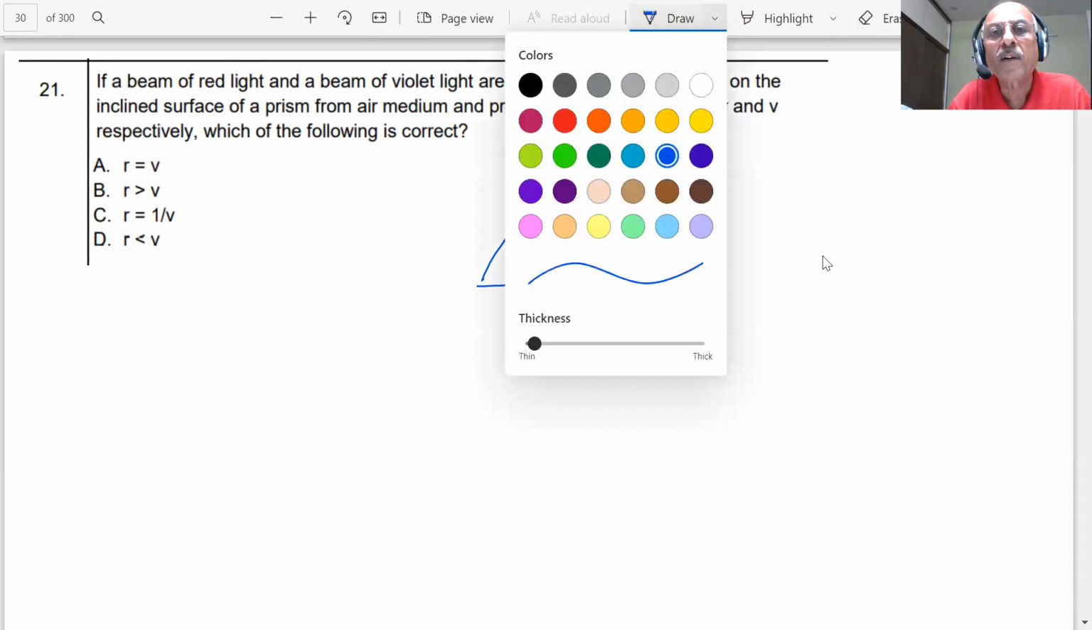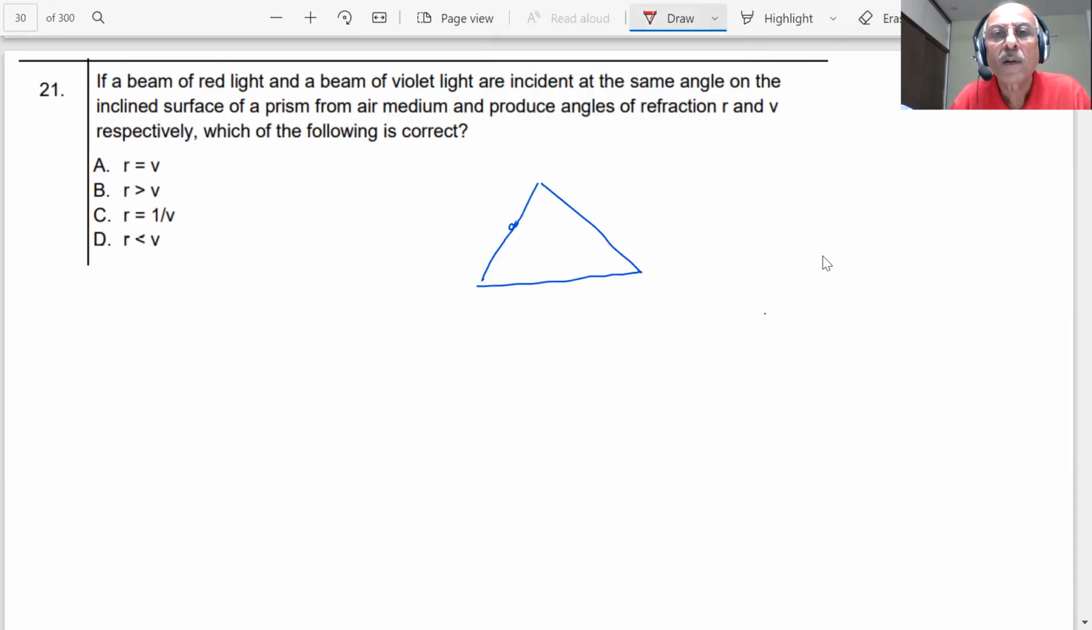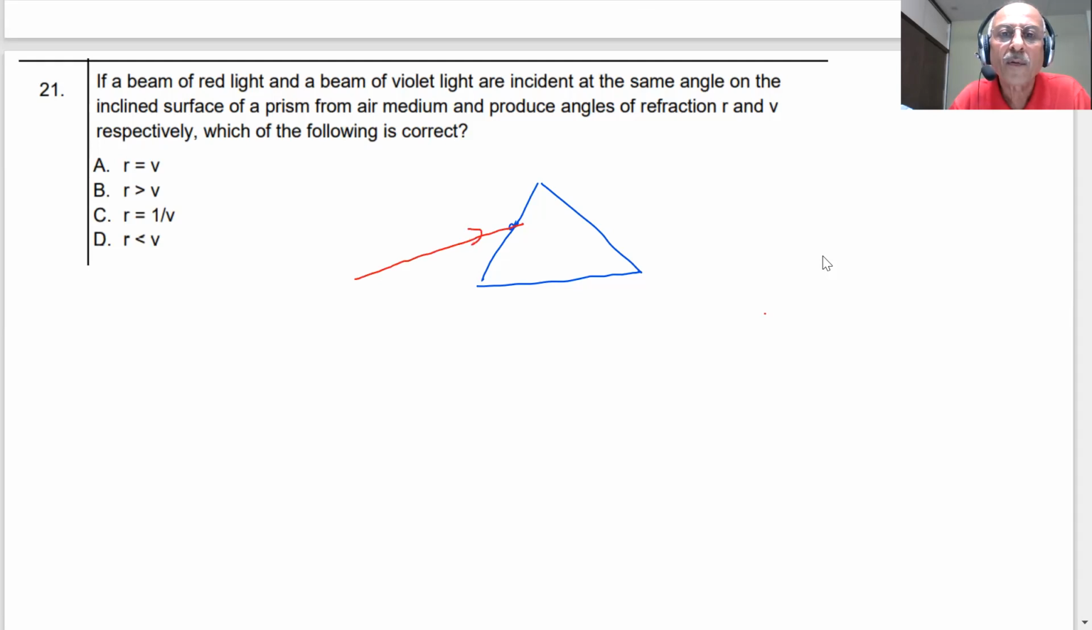First, let me take the red color, student. Here, red color. What happens? It undergoes refraction. This is the angle of incidence, and then it gets deviated like this.